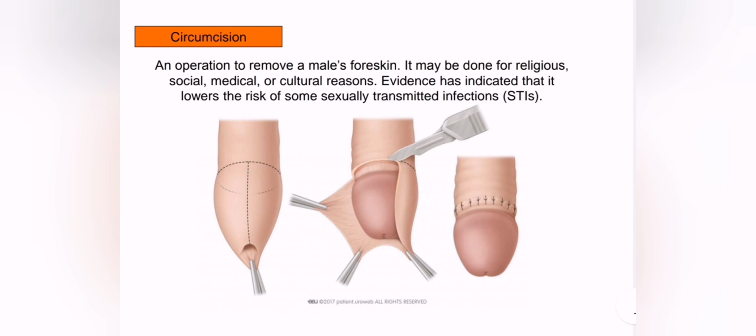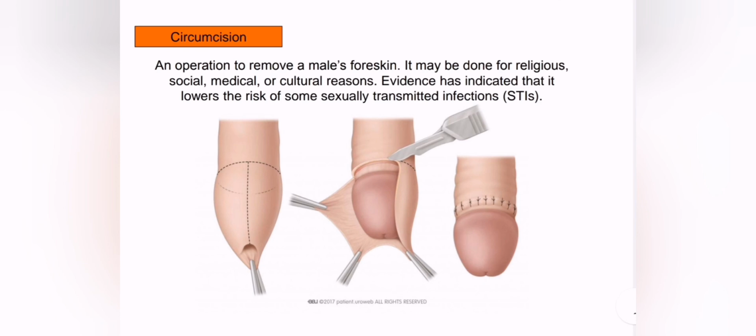Now that's an operation that is done to remove the man's foreskin, as shown on these pictures. So it may be done for religious, social, medical, or cultural reasons, but a man can actually live without the foreskin. Scientifically, medically speaking, there isn't a specific purpose or function of the foreskin.